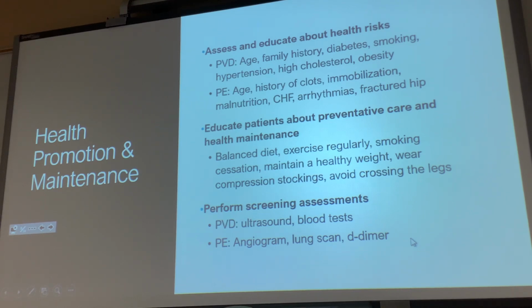And then for PEs, angiograms, these just take a picture of the heart pumping blood and show any defective arteries. A lung scan can show how the blood moves within the lungs and how that's flowing. And then D-dimer, the lab will tell you if there's a presence of a clot or not, just not the location of where it is.